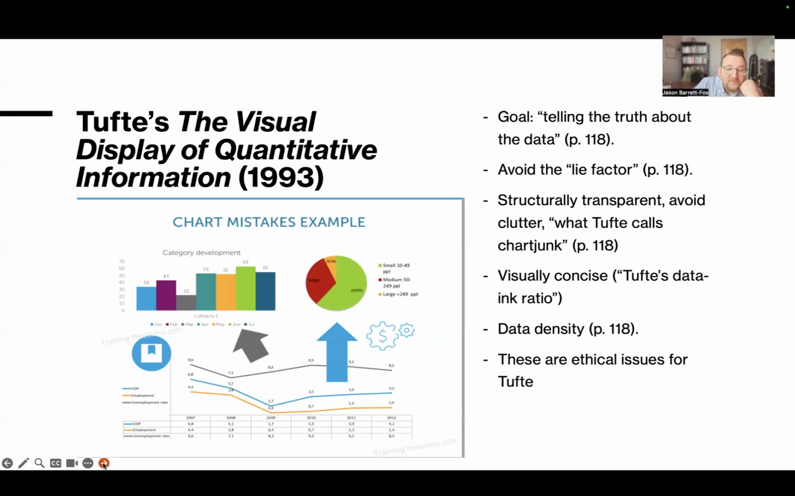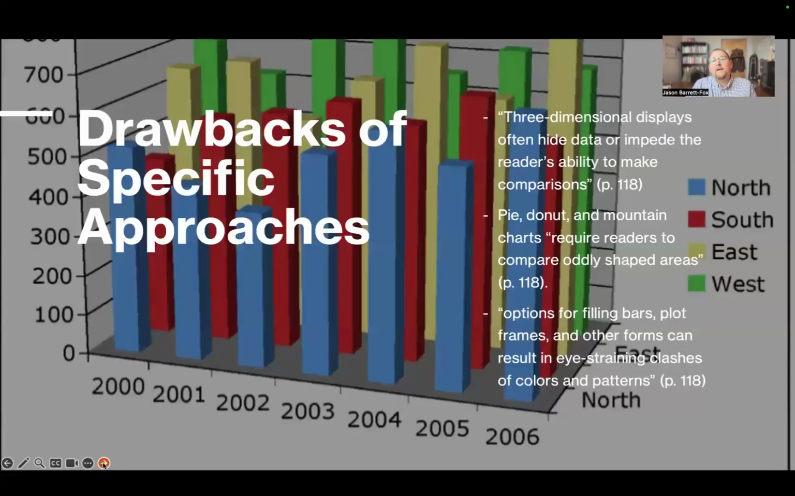He does give us some fun examples of chart mistakes, which we'll talk about in this slide. So there are drawbacks of different kinds of approaches to data visualization. And this isn't to say don't use these. It's just to say keep in mind, if you are, say, making a three-dimensional display, make double sure that it's not hiding data, or that it's not so complicated that it's impeding the reader's ability to make comparisons.